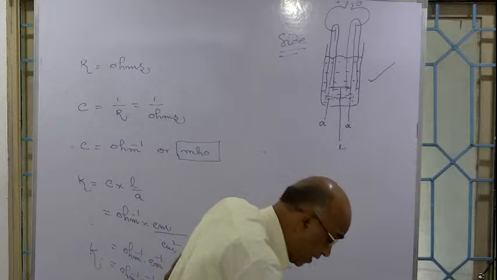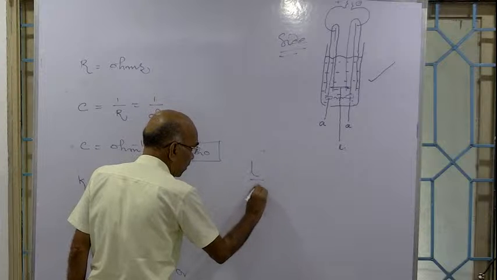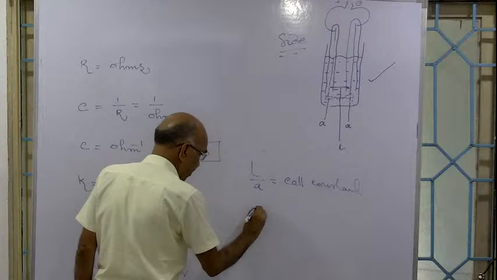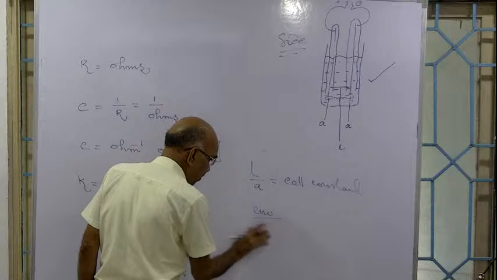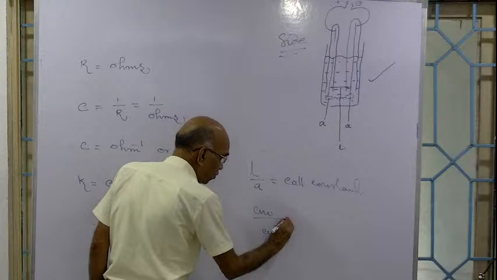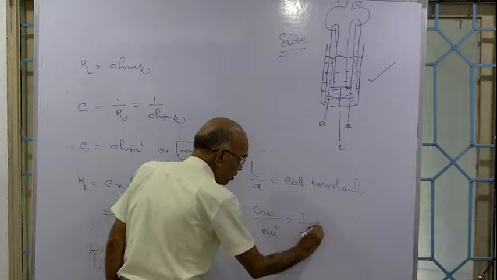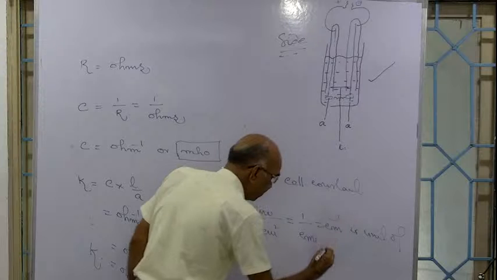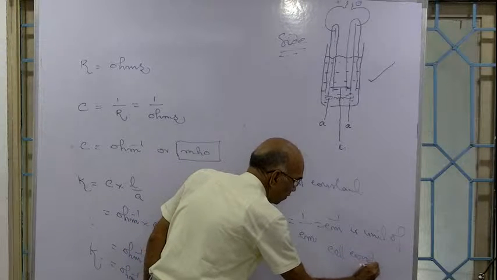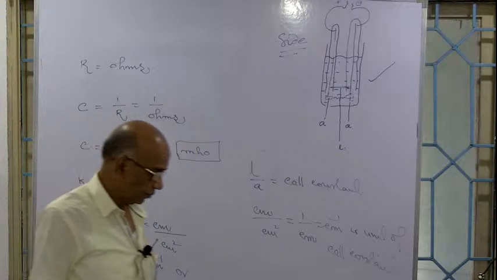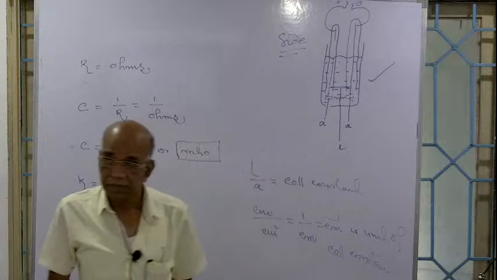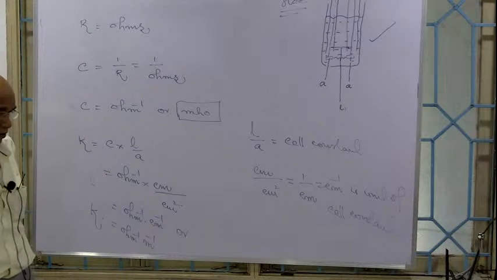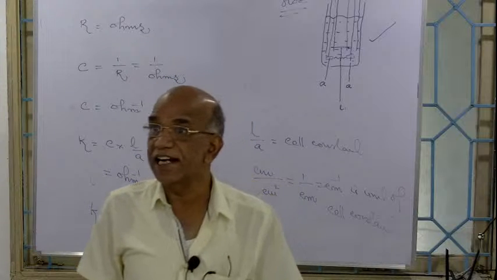This L by A is the cell constant. L is in centimeters, A is in centimeter square, so L by A is equal to 1 by centimeter, which is centimeter inverse. That is the unit of cell constant.